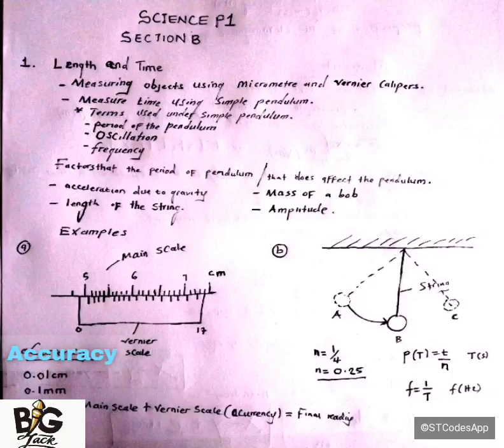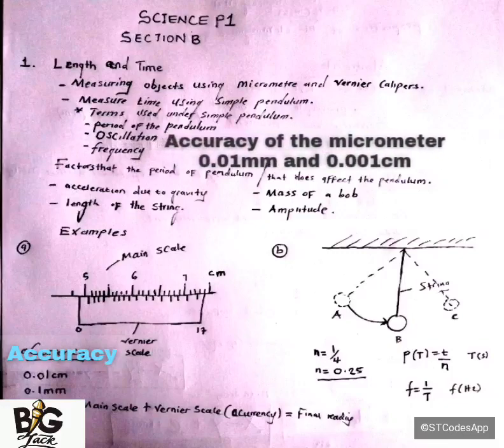We have the main scale and also the vernier scale. On the vernier scale here we have the 0. As you can see, we have the 0 from the vernier scale. Now on the main scale, we take the reading before the 0 on the vernier scale, which is this one here.